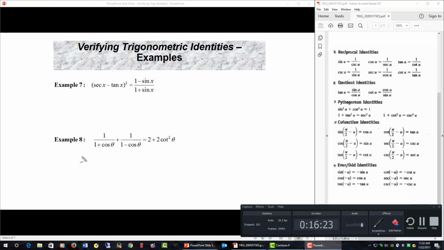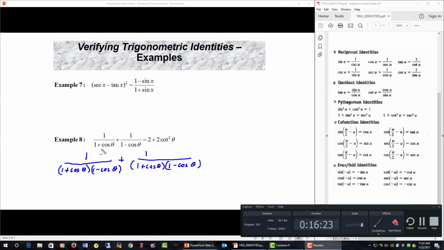All right, so what I'm going to do in both of these is go ahead and get a common denominator in these two fractions. So again, I'm just going to multiply the denominators and put 1 plus cosine theta times 1 minus cosine theta in both denominators here, because that would certainly be the common denominator. Okay, and sometimes it takes longer to set these up than it does to do them.